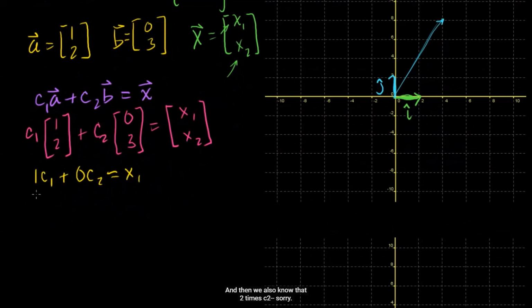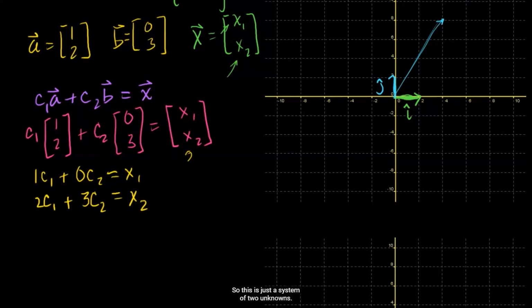And we also know that 2 times C1, plus C2 times 3, 3C2, should be equal to X2. Now, if I can show you that I can always find C1s and C2s given any X1s and X2s, then I've proven that I can get to any point in R2 using just these two vectors. So let me see if I can do that.